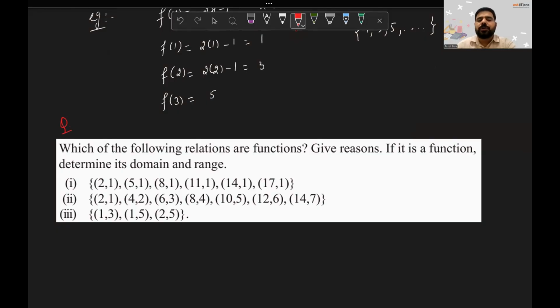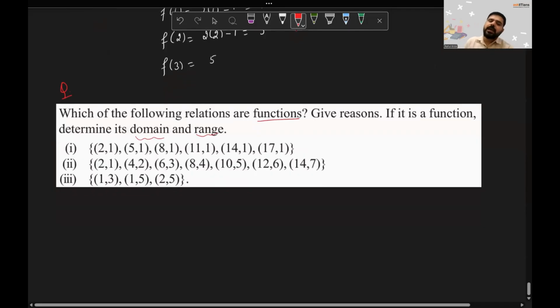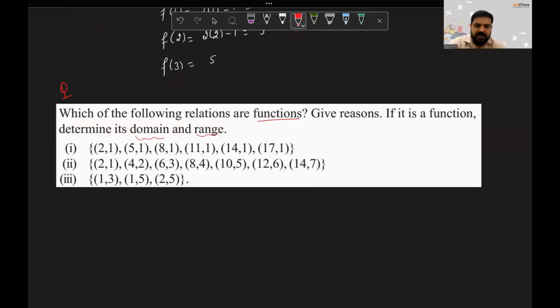First question says, which of the following relations are functions? We have to find out. Give reasons. If it is a function, determine its domain and range. We are supposed to find the domain and range of a function.